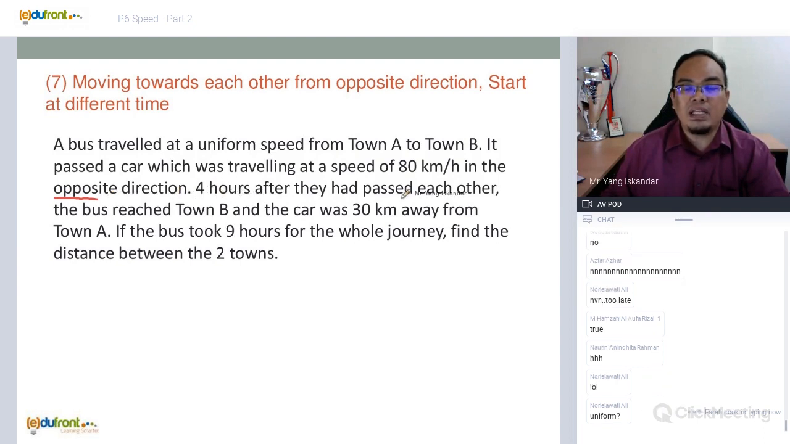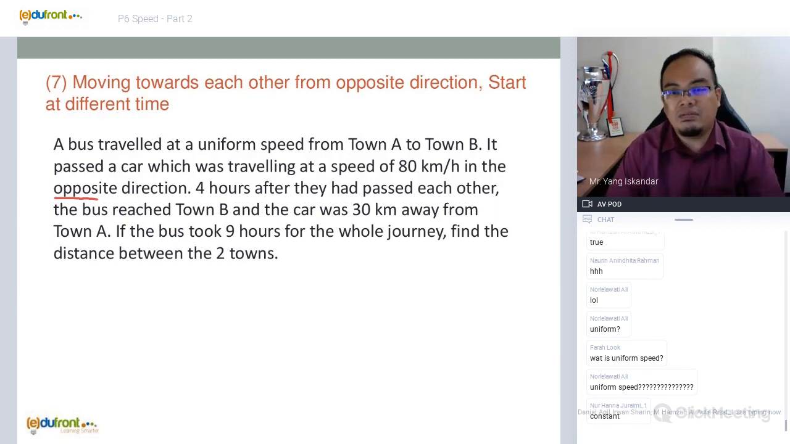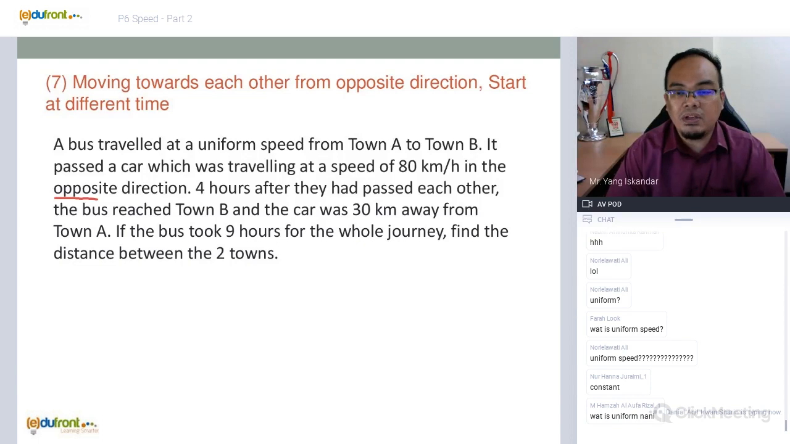4 hours after they have passed each other, the bus reached town B and the car was 30 kilometers away from town A. If the bus took 9 hours for the whole journey, find the distance between the two towns. Okay, so here if you keep on staring at the question, impossible you'll be able to solve the question.